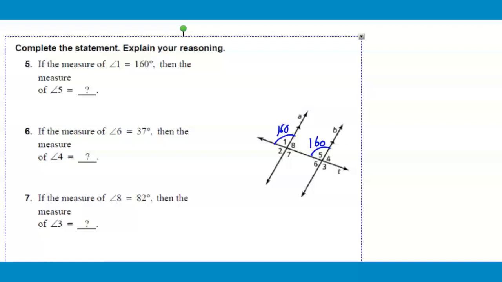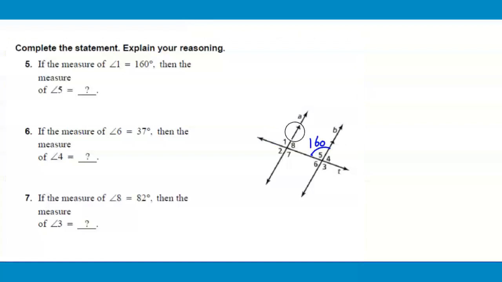So that would be enough to explain that. Now, let's look at number 7. Each one of these, the numbers start over. So I don't use that 160 again. They're looking at it differently. So it says angle 8 is 82. So right in there at angle 8, I'm going to put 82. So I know angle 8 is 82 degrees. It says find the measure of angle 3.